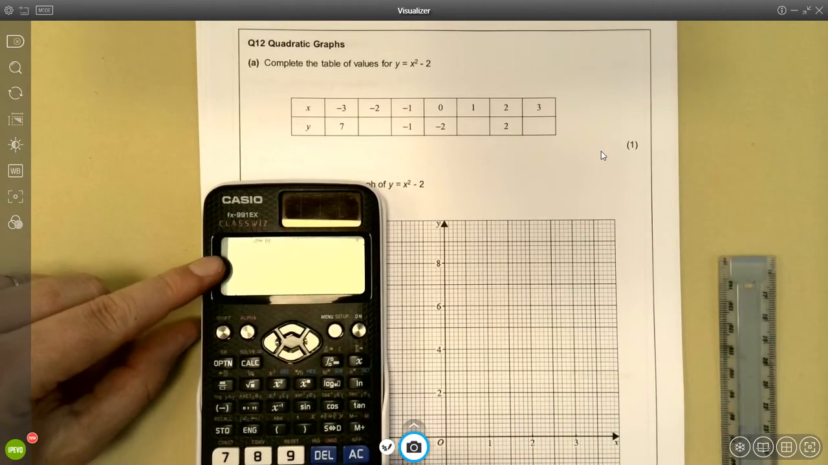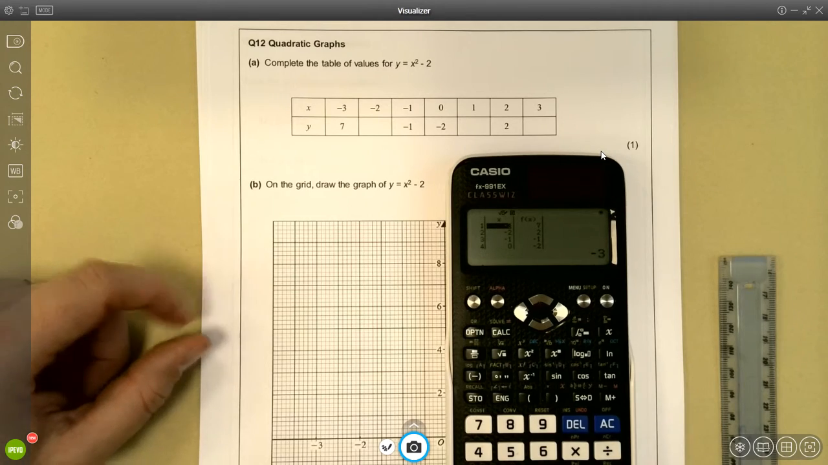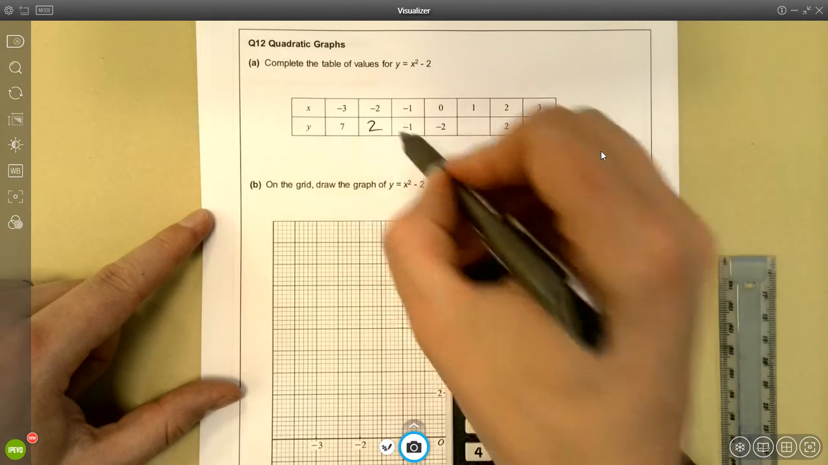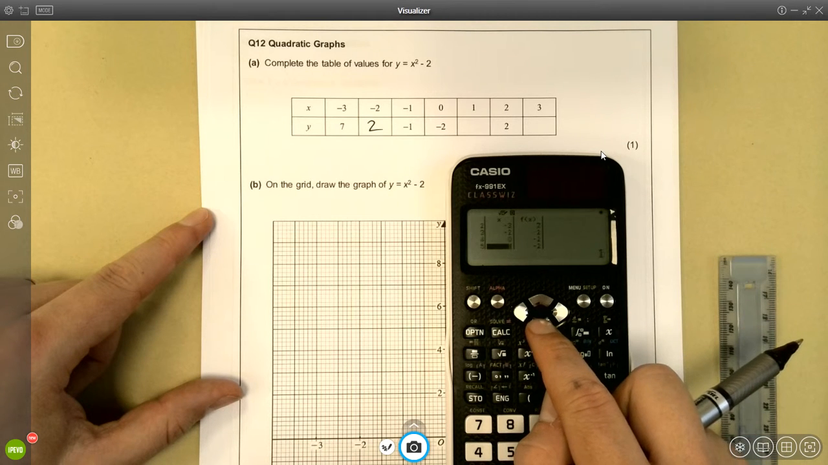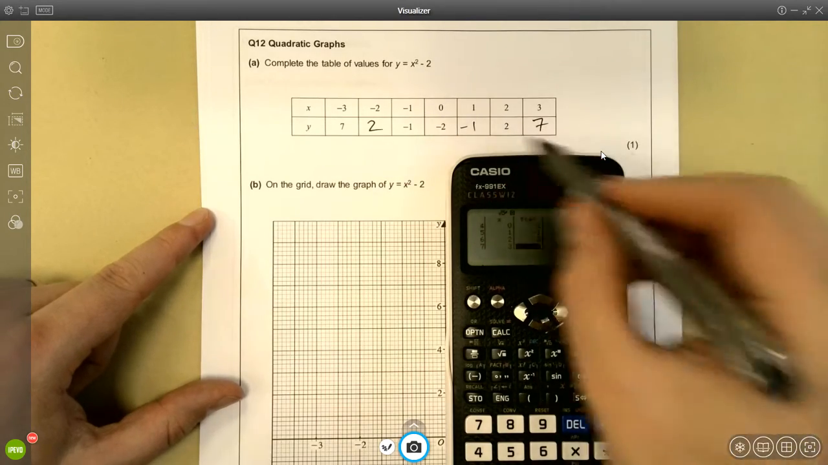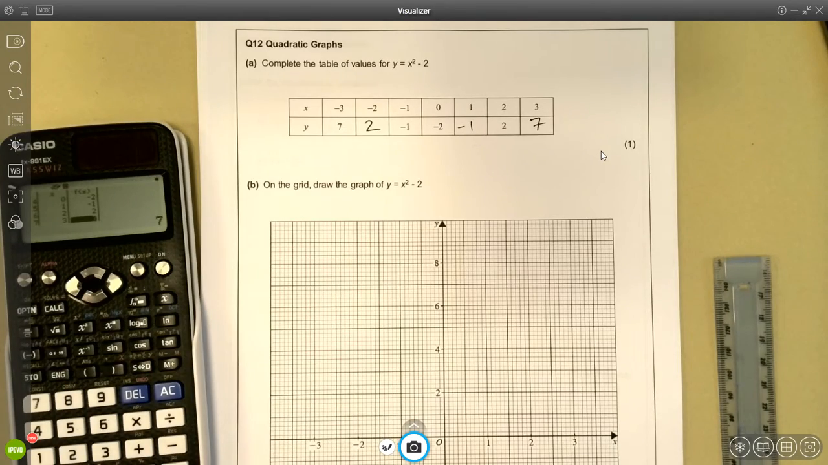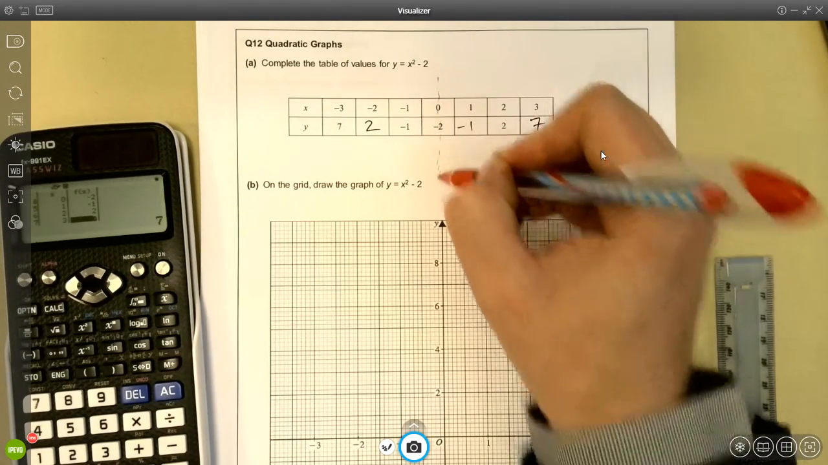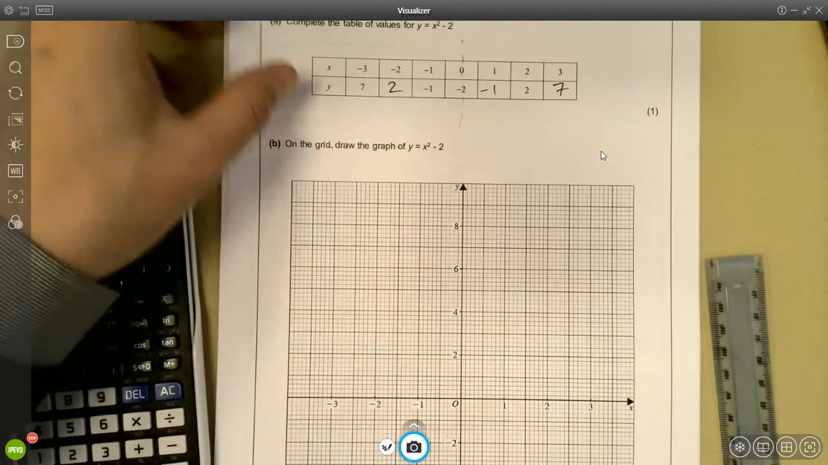It's given me 7, 2, minus 1, minus 2. So look, we've got 2 there. Minus 1, minus 2. We'll go down a bit. Minus 1 again. 2, and then 7. So there's a bit of a pattern there. A bit of symmetry going on. You can almost say there's a bit of a symmetrical line there. So let's plot this out and see what we get.